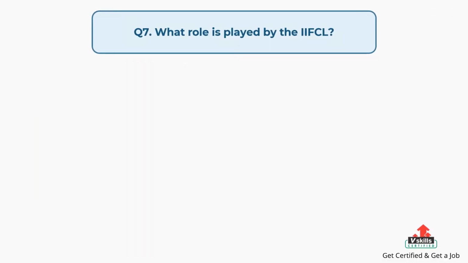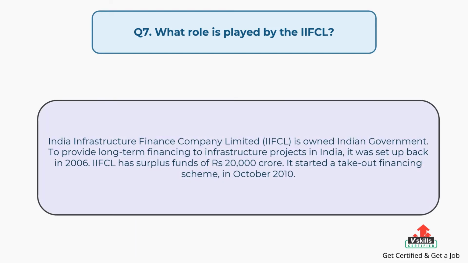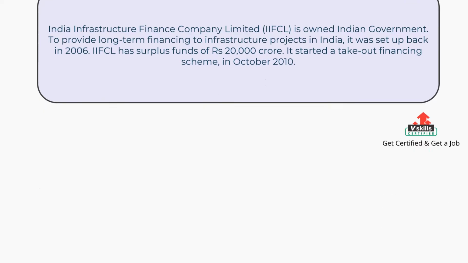Question number 7. What role is played by the HIFCL? The answer is India Infrastructure Finance Company Limited is owned by the Indian government. To provide long-term financing to infrastructure projects in India, it was set up back in 2006. HIFCL has surplus funds of 20,000 crore. It started a takeout financing scheme in October 2010.